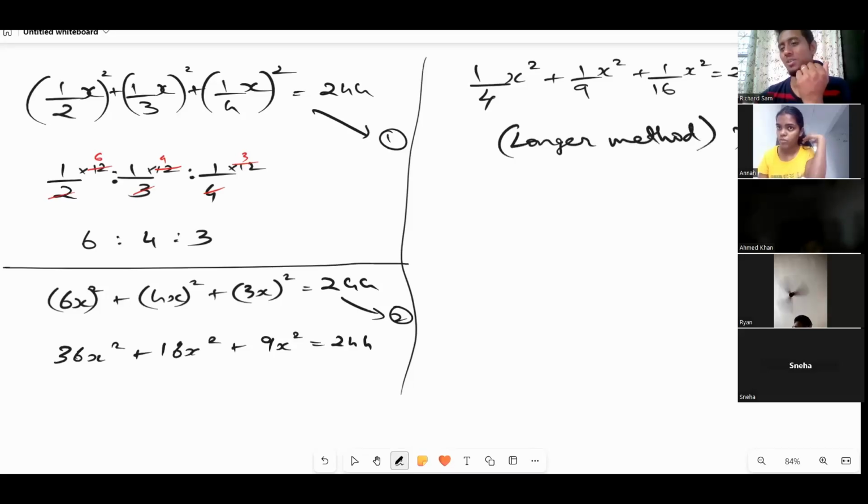Okay, so since it's a longer method, we obviously know it's going to take longer. So don't do that. Do the second method. Just write it that much and write the longer method. So do the shorter method.